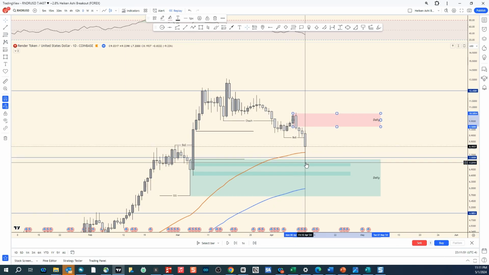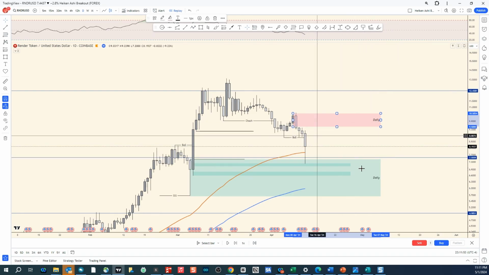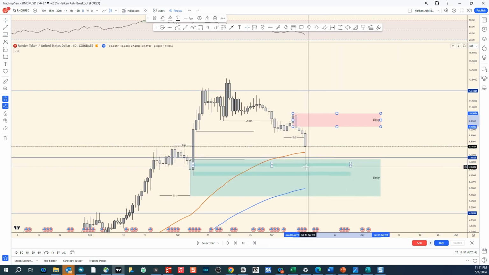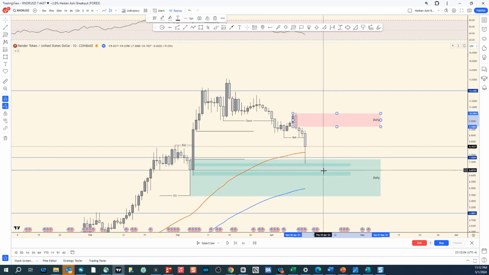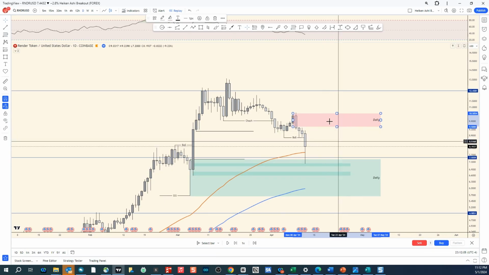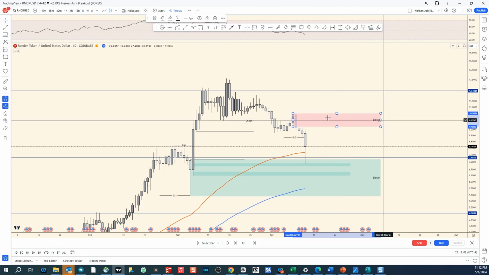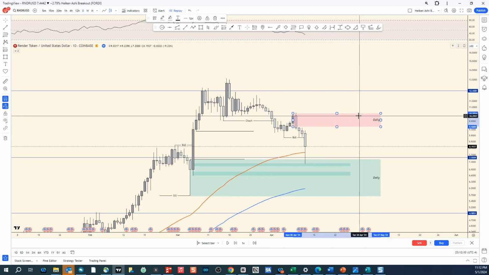So if I was taking this trade, I would probably set two orders, one in this 1 hour buying zone, and then one in this 1 hour buying zone. And I would potentially be targeting this daily zone right here. Let's see what we get here.